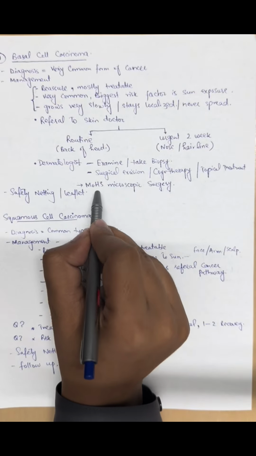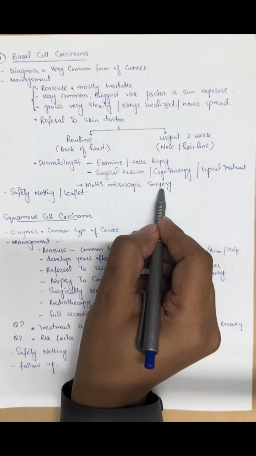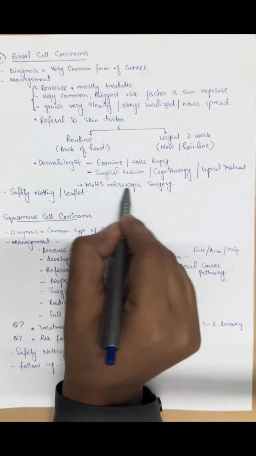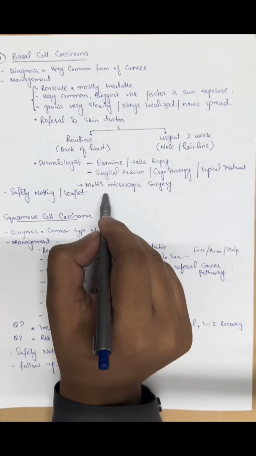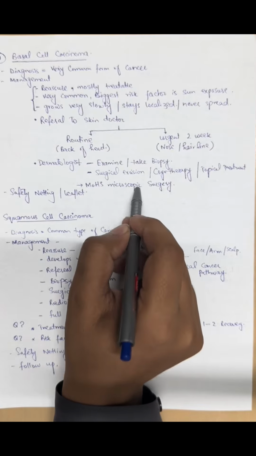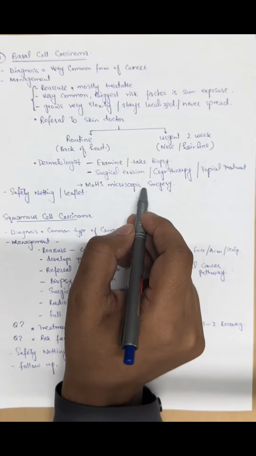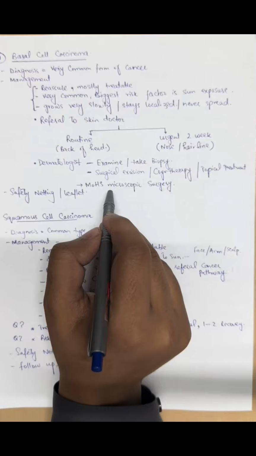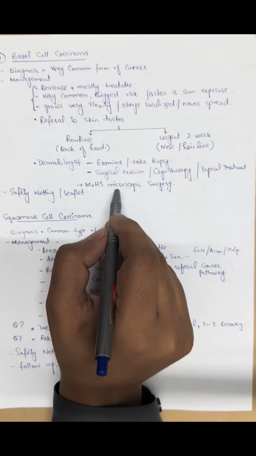You can also mention Mohs microscopic surgery. This term is very important, try to name it. Mohs microscopic surgery is for sensitive areas, if it's on the nose or close to the eyes.